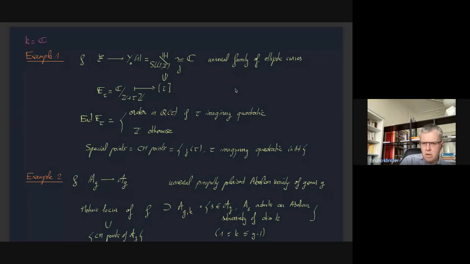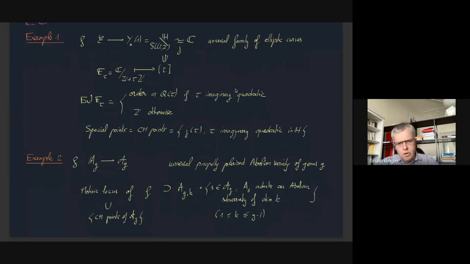One remark is that this collection of points is dense in C, just because imaginary quadratic numbers are dense in H. When I say dense here, this is even for the usual topology.